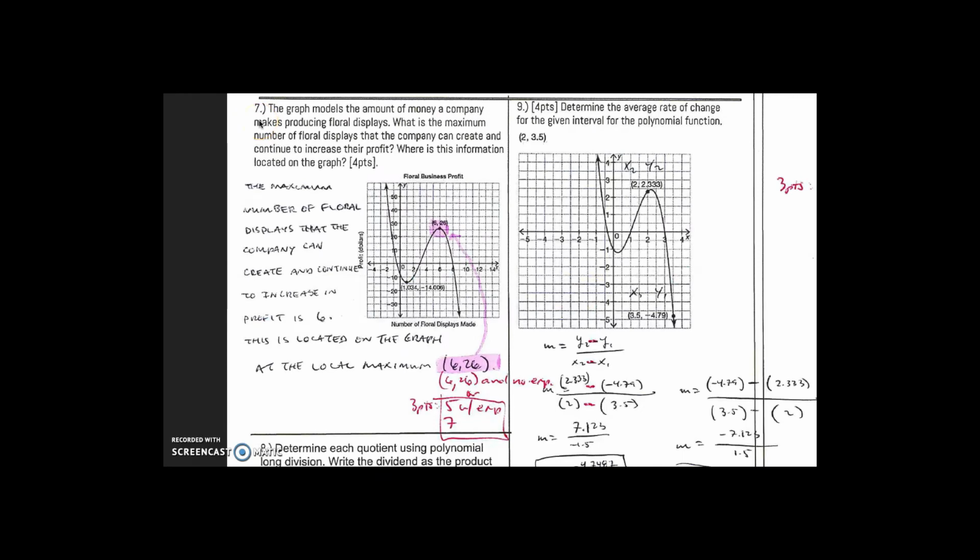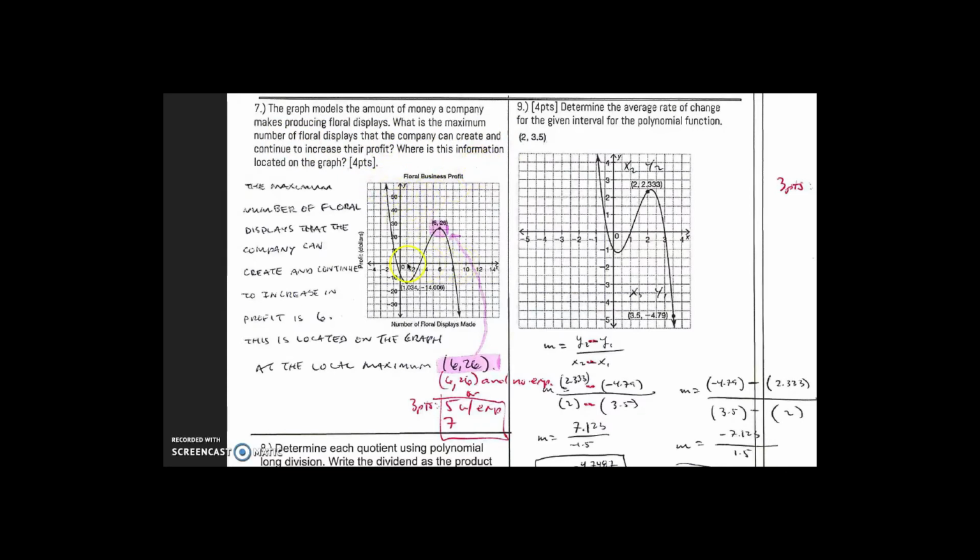That side was 14 points, to the back side. Apologize for the bad photocopies. Not sure what happened there. The graph models the amount of money a company makes producing floral displays, a bunch of flowers. What is the maximum number of floral displays that the company can create and continue to increase their profits? Where is this information located on the graph? So there's a couple of questions here.